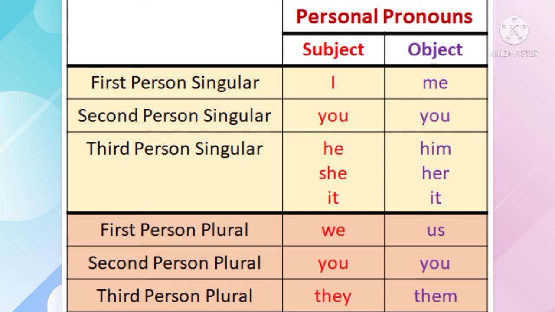Singular third person is she, he and it. Plural third person used as a subject is they. Okay. Next, in the case of object, third person singular is her, him, and again it. And in plural, we can use it as them. So you should remember and study this table very thoroughly.